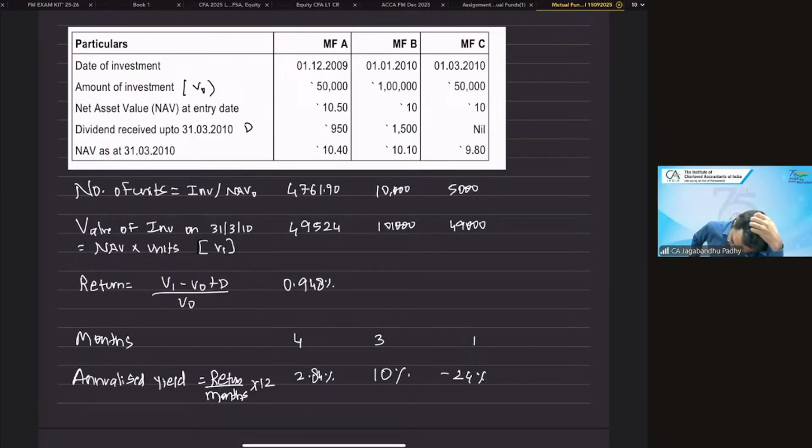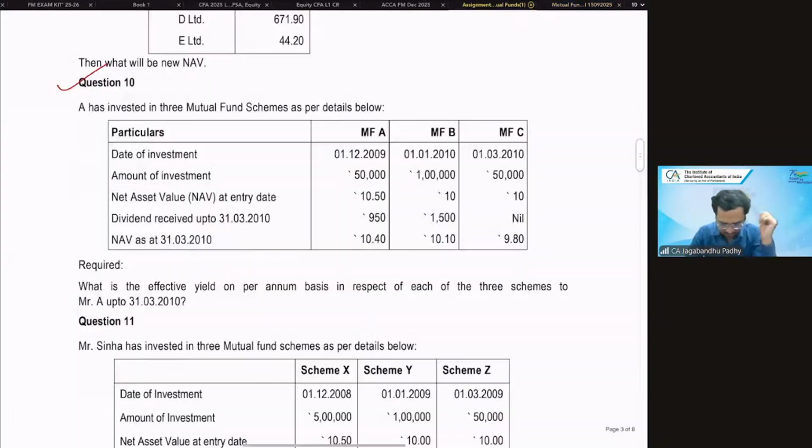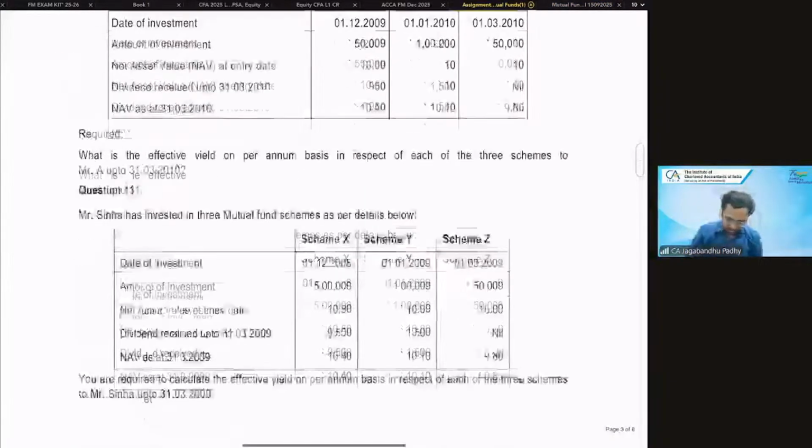Here the trick is that we need to find out what the initial units are. Unless and until you get the initial units, you can't get any other number. Yes, sir. And the number of months also. We need the number of months, obviously, for annualization. That is absolutely true.